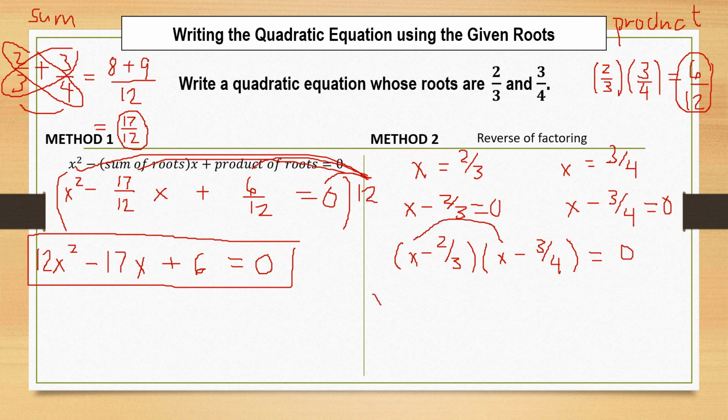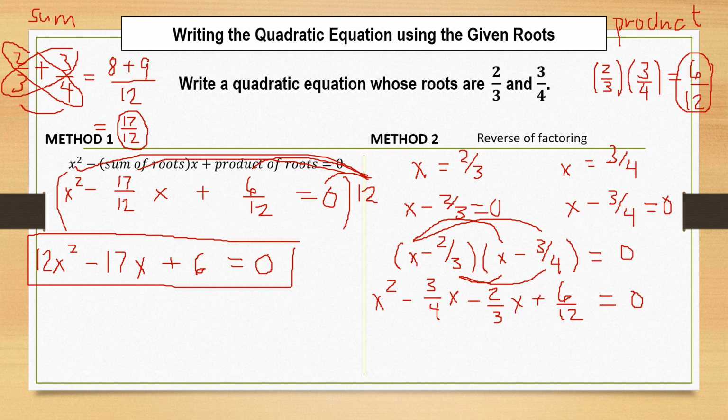x times x is equal to x squared. x times negative 3/4 is negative 3/4 x. Negative 2/3 times x is negative 2/3 x. Negative 2/3 times negative 3/4 is positive 6/12. Negative 3/4 x and negative 2/3 x are like terms which can be combined.